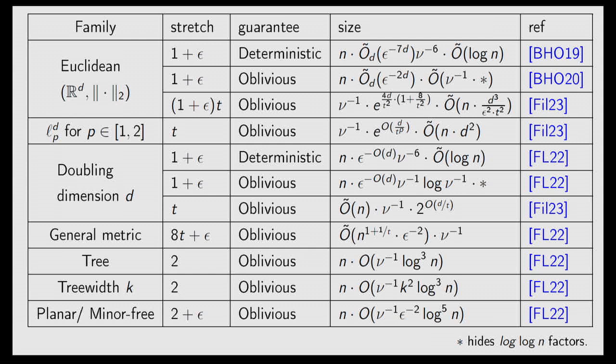Usually we like to get 1 plus epsilon, but actually you cannot. So consider the star graph. The star graph is planar, obviously, but the metric on the leaves of the star graph is a uniform metric.